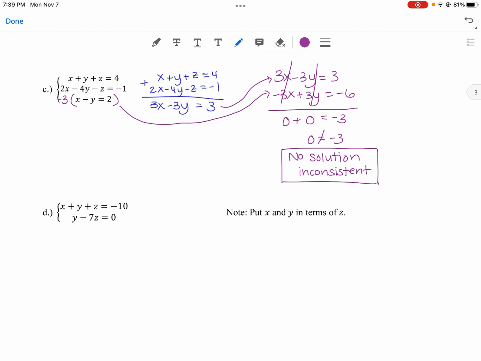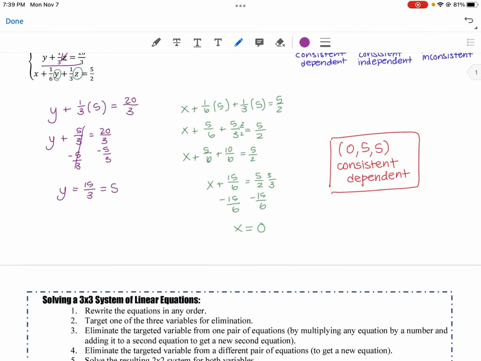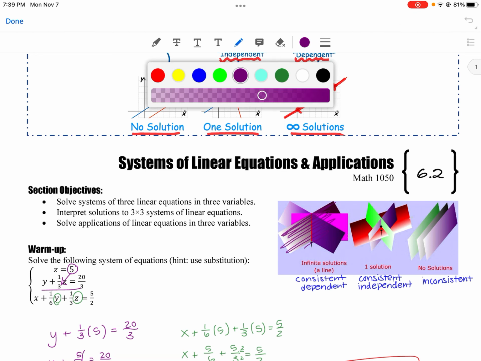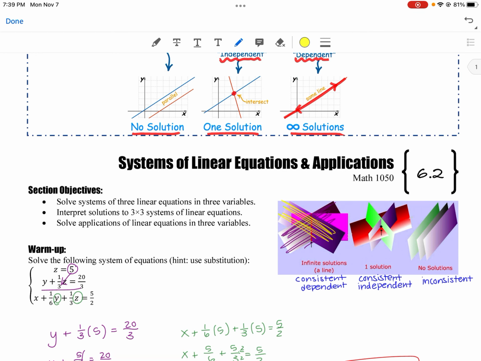Okay, this next one's a little bit different because it only gives you two equations. So it says x plus y plus z equals negative 10 and y minus 2z equals 0. And notice how it tells you to put x and y in terms of z. The fact that there's only two planes means that they're going to have to intersect at a line. So if you go back up to this picture that I showed you before, think about if you only had this plane here, and then you only had this plane here, do you see how they would have to intersect in a line? So that's the visual representation.